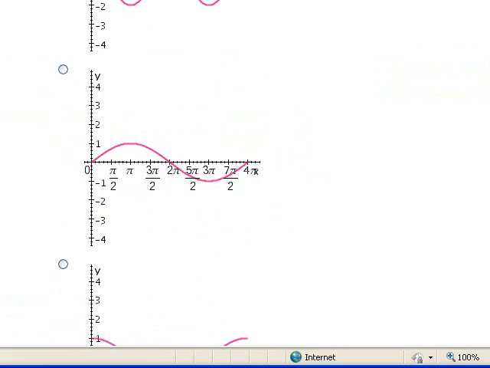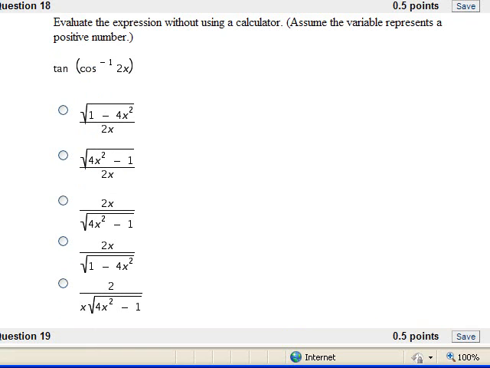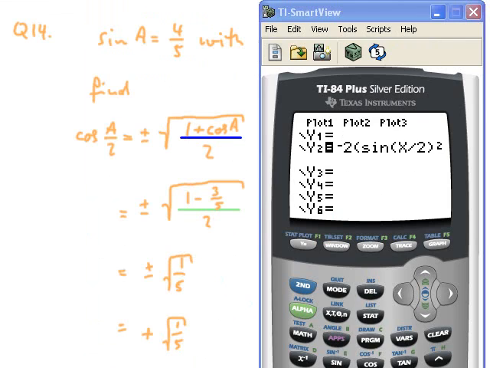Okay, number 18. Evaluate this expression without using a calculator. See on the variable represents a positive number. Tangent of the inverse cosine of 2x, and they do that in section 5.5. So I'm basically going to do what they show us there. So this is question 18, and I'm supposed to figure out what this is.